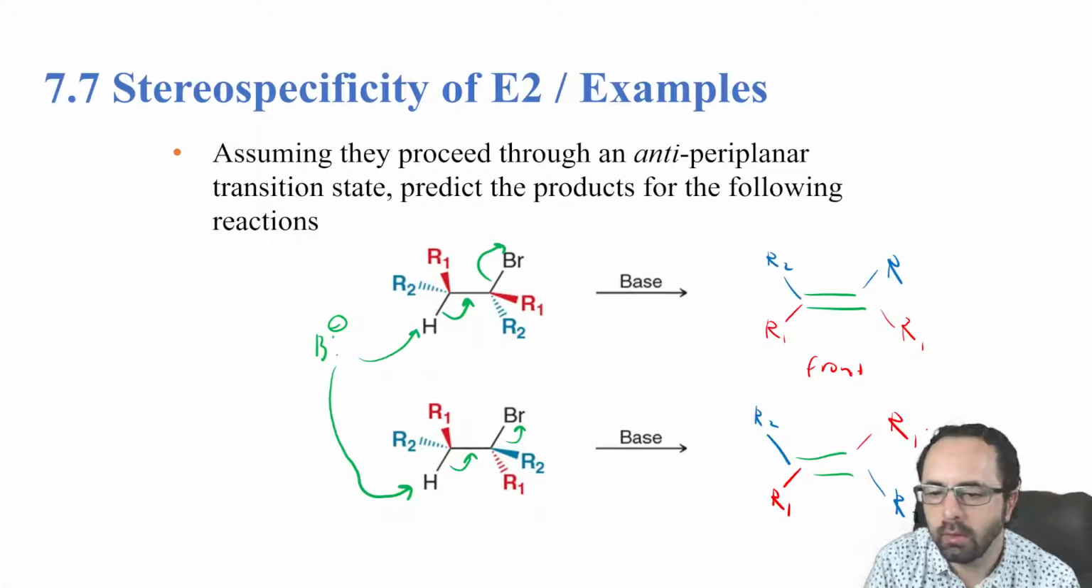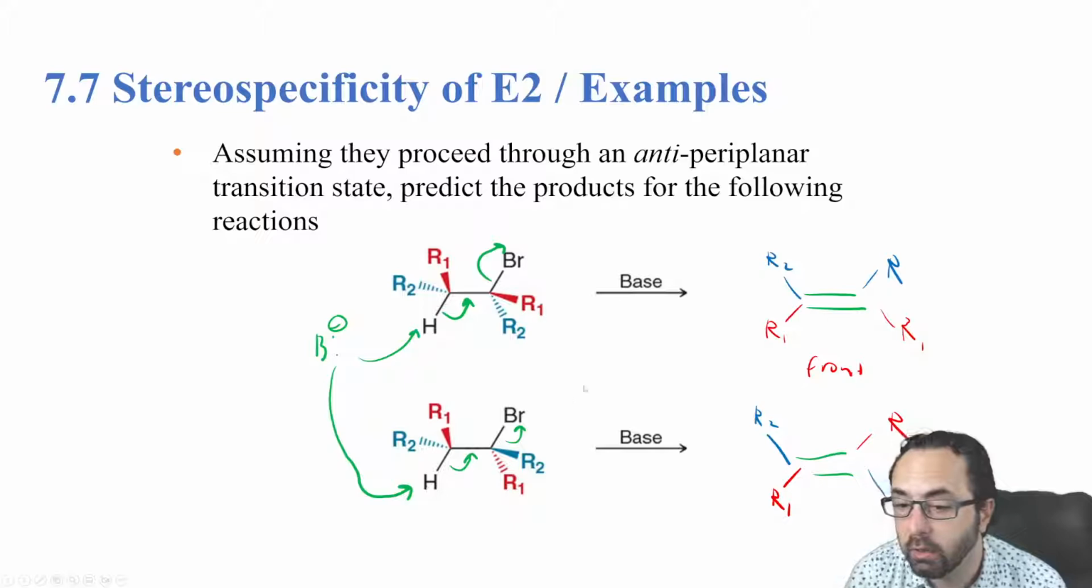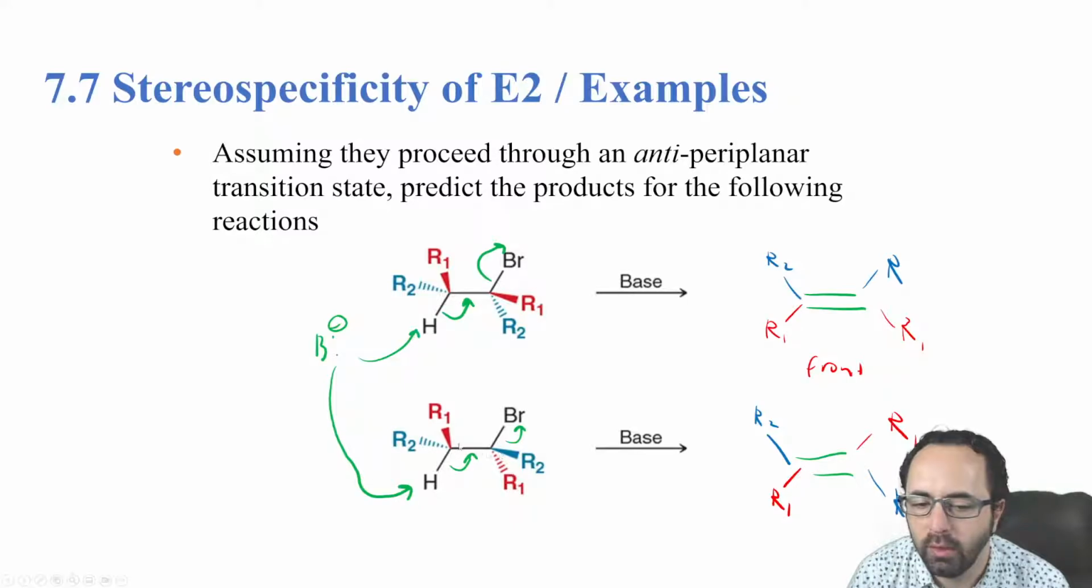So notice that there's only one possible configuration that can occur. It depends on where these groups are relative to one another in three-dimensional space here. But you always just flatten it out, and I like to do the wedges on the bottom and the dashes on the top.